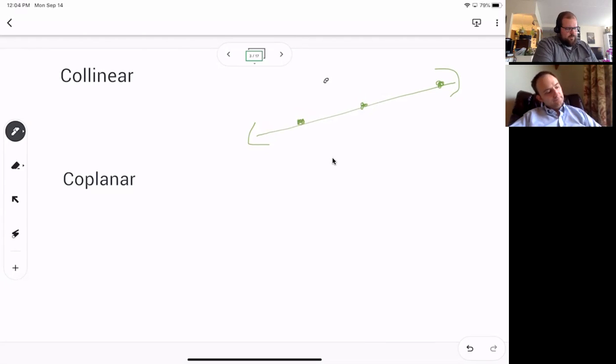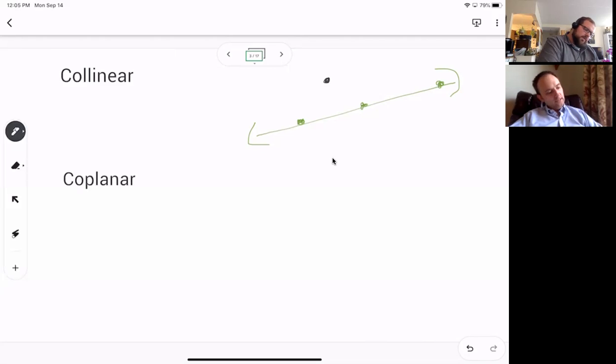What if I had a fourth point up here? So I don't know, let's say that we had these 3 points that are collinear and this fourth point. Could we say that all four are collinear because they're near the same line? No, silly. They have to be on the same line.